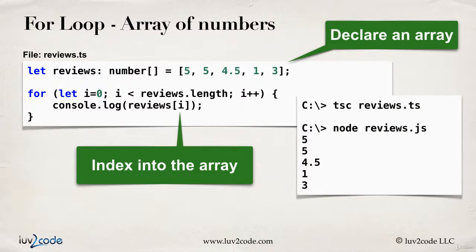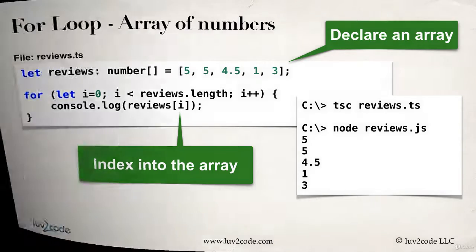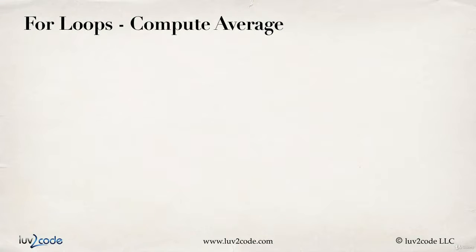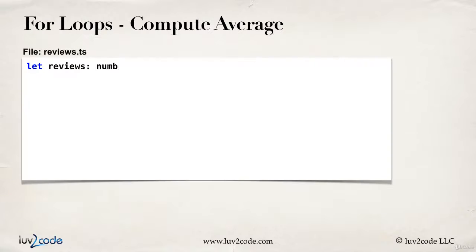So then we simply compile and run the code, and all right, we get the desired output. Looks pretty good. And we can also use for loops and perform math operations. So in this example, I'll compute the average of the reviews.